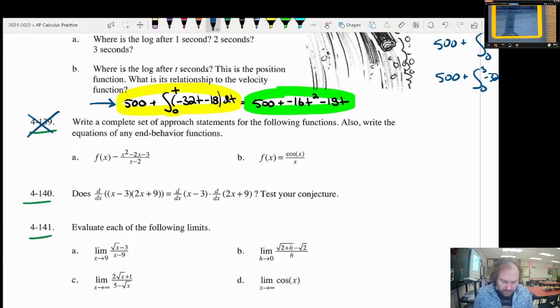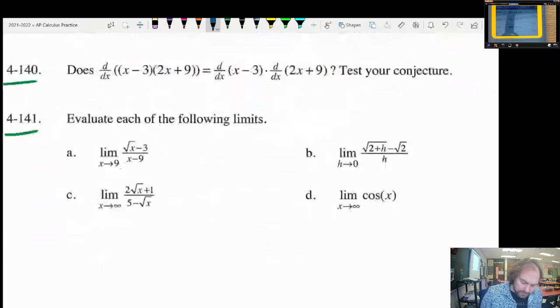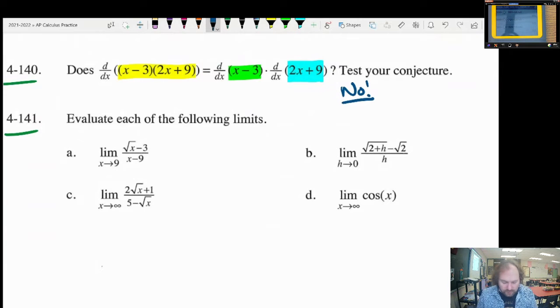140 is a really good problem because 140 is going to tell you if what we're eventually going to call the product rule works or not. This is asking you if the derivative of this multiplication problem is just the derivative of the first multiplication times the derivative of the second. I'm going to go ahead and spoil the answer, and the answer is no. It does not work. And let's prove it.